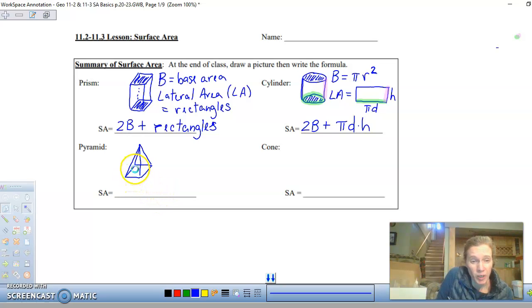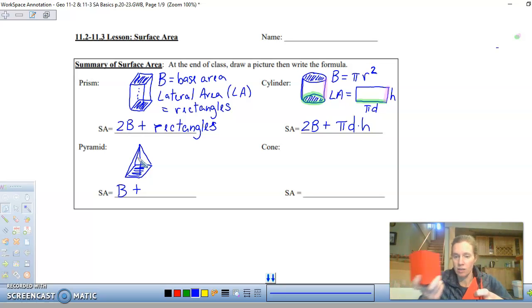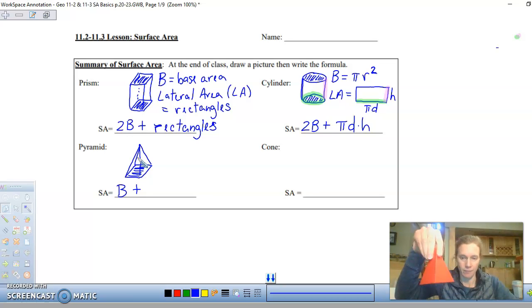So for pyramid surface area, notice that we just have this one base. So now we're only going to have one base, and then all of our lateral pieces, we're going to compare to these. So this was the prism, right? It has two bases and then rectangles. And then here would be the corresponding pyramid. So you have the one base, and then all of the lateral pieces, the faces, are all triangles.